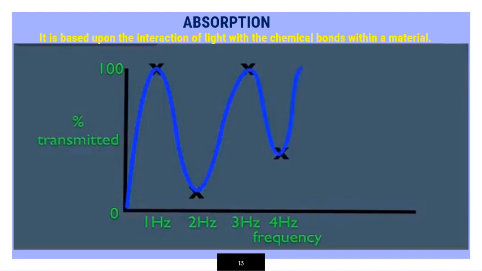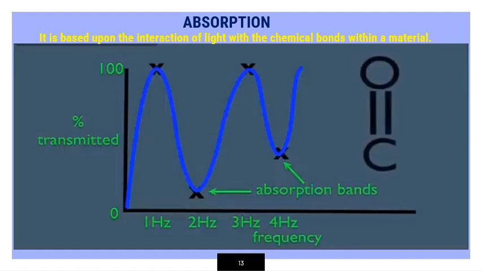What you're seeing here in front of you is basically what the IR machine spits out when you put a sample molecule in the machine. And the vocab here is this: we would call these simply absorption bands. Think about where that term is coming from. It is at these points that light is being absorbed by the sample molecule in the machine. And think about what this means for us.